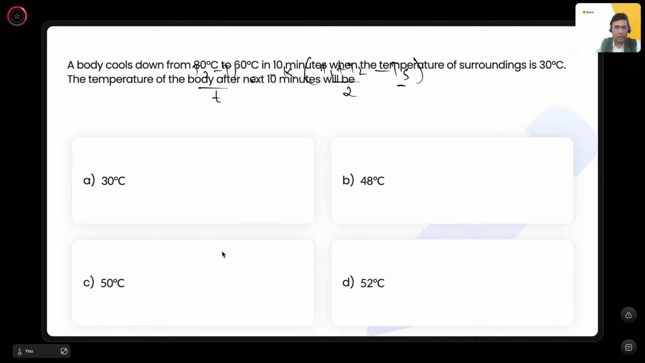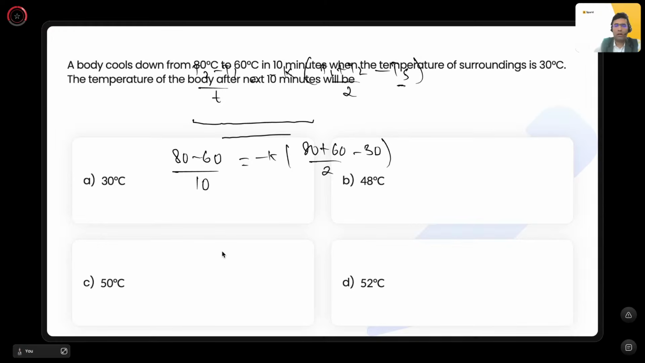So let's put the values in this particular formula. So we have to put the values twice in this. So let's do it for the first case, that is given 80 to 60. The temperature falls in 10 minutes. So 80 minus 60 upon 10 will be equal to minus of k into (80 plus 60) by 2 minus 30. And once again, for the next case, the temperature of the body after next 10 minutes is, let's say the temperature is T. So 60 minus T upon 10 will be equal to minus of K into (60 plus T) upon 2 minus of 30.